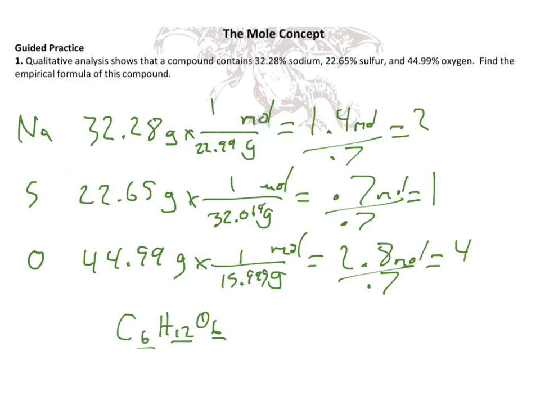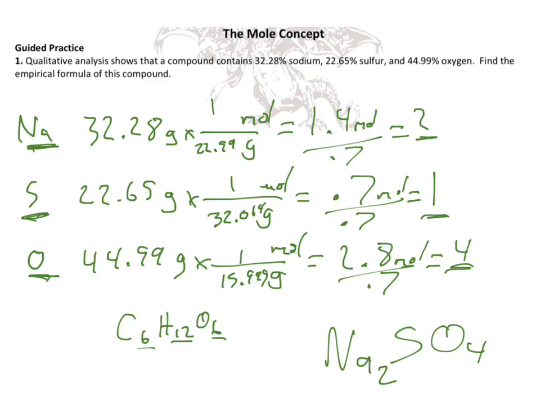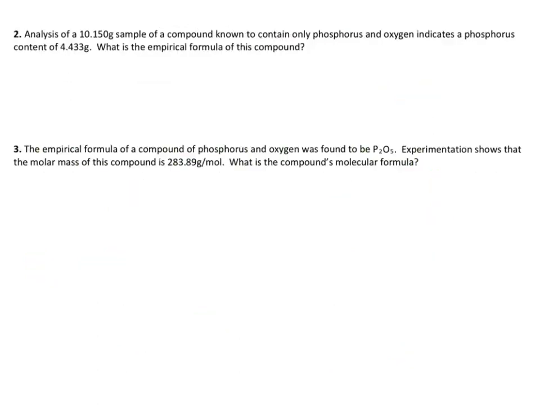Now that we have our whole numbers, that means there are 2 sodiums, 1 sulfur, and 4 oxygens. And look at that. It's Na2SO4, which is sodium sulfate. All right, let's go to the next one here.